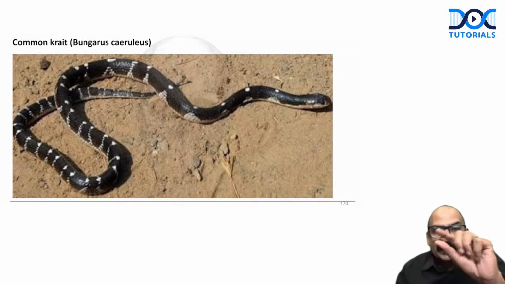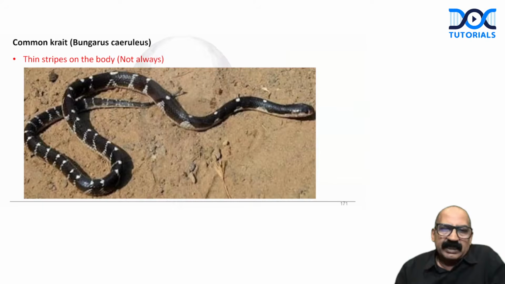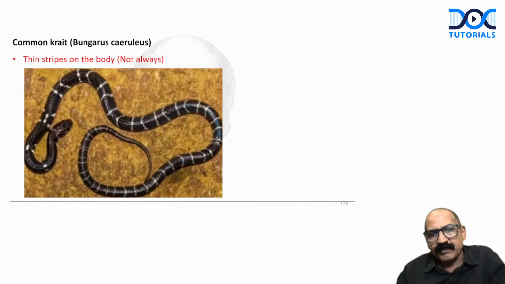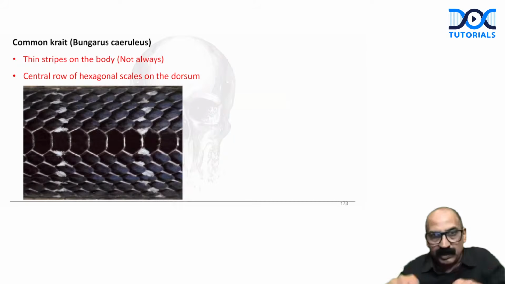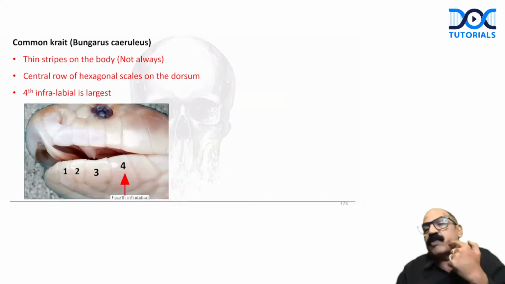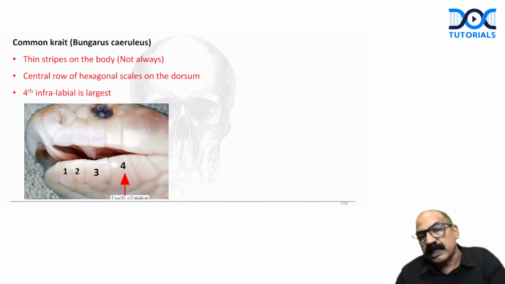There are thin stripes on the body. Not always, but look here, there are thin stripes on the body. In addition to that, if you see on the dorsum, there is a central row of hexagonal scales. The fourth infralabial is largest.